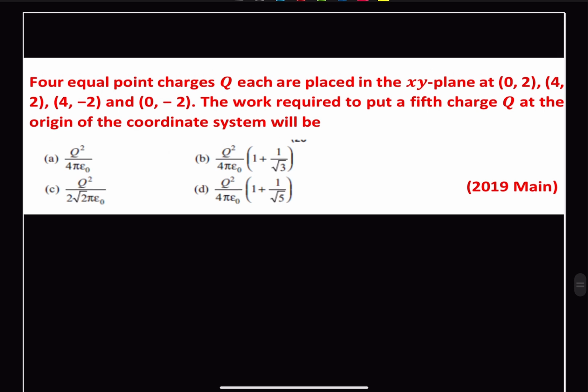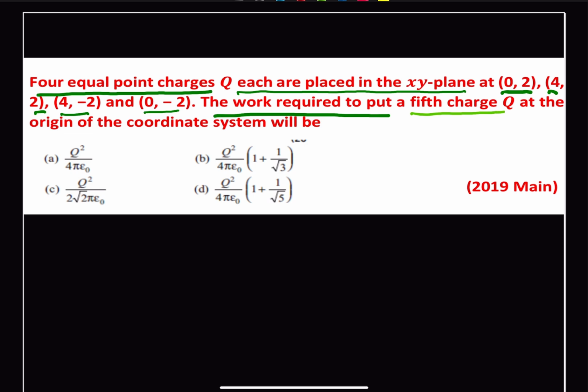It states that 4 equal point charges capital Q each are placed in the xy plane at (0, 2), (4, 2), (4, -2) and (0, -2). The work required to put a fifth charge capital Q at the origin of the coordinate system will be. So here we have to find the work required to put the fifth charge at the origin. Remember, all these charges are not at the origin but at x and y coordinates.